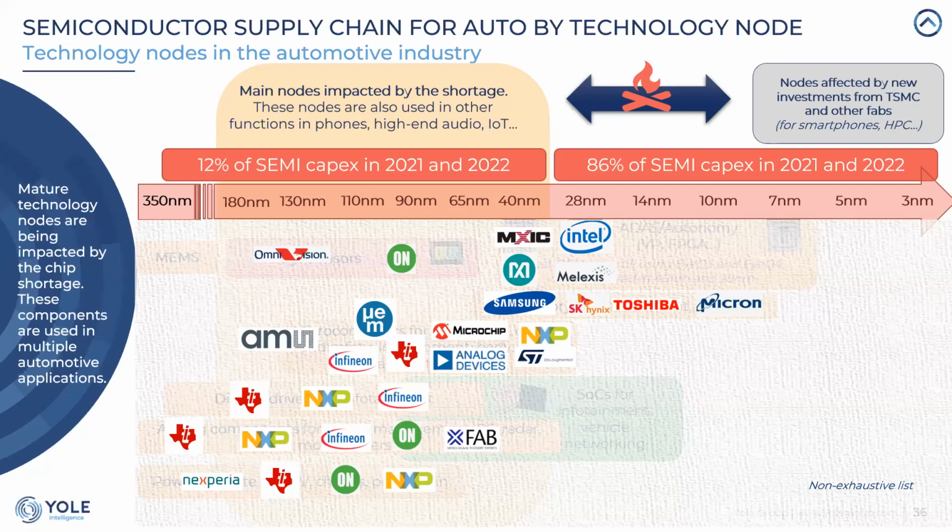So just a last word about what kind of technological node will be required in the automotive industry and what will be the impact on the supply chain and on the chip shortage. Of course, for more computing power, for MCU processors, we will need technological nodes below 28 nanometers. But actually, the trouble in terms of chip shortage is more for the nodes which are above 28 nanometers. Those are the main nodes impacted by the chip shortage, because these nodes are also used in other functions, in phones, audio, IoT, and so on, and there is currently a bottleneck in chip production for all these nodes. Because these components are also used in multiple applications, not only in automotive.